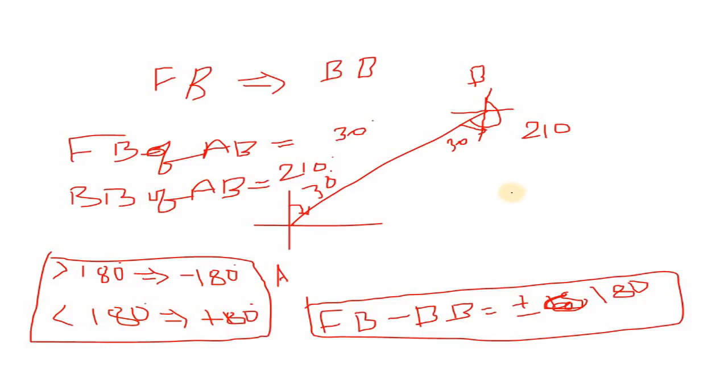For example, I am taking a simple example. The forward bearing of a line is given as 30 degrees. See whether it's greater than 180 degrees or less than 180 degrees. This is less than 180 degrees. This is the forward bearing, you require the back bearing. Since it is less than 180 degrees, add 180 degrees. You will get 210 degrees. These are the conversions from forward bearing to back bearing, and back bearing to forward bearing.